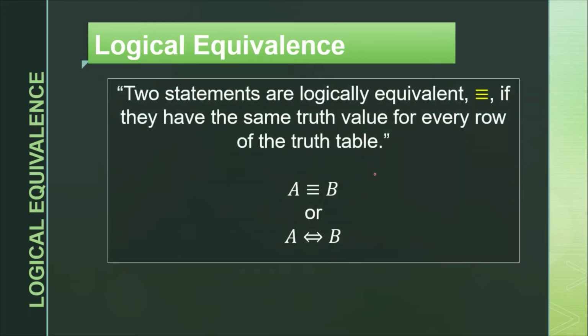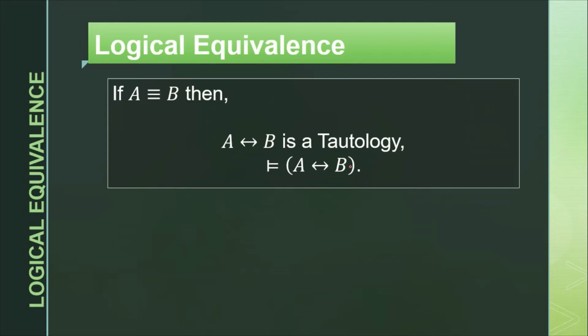Okay, when we say logical equivalence, now we denote it with this one. We have an equal sign with a third bar, or you can use this symbol. Again, two statements are logically equivalent if they have the same truth value for every row of the truth table or for every combination of your variables. And since they are logically equivalent, that would mean that they have the same value. Therefore, if you get the bi-implication of the two statements, then that should be a tautology.